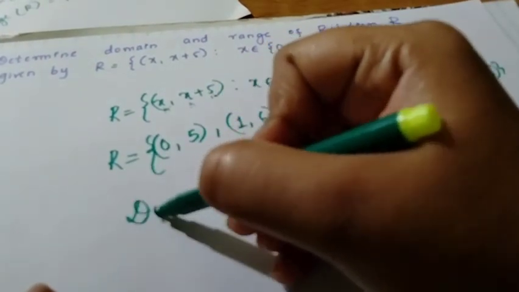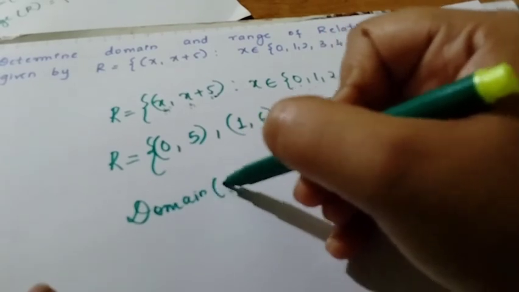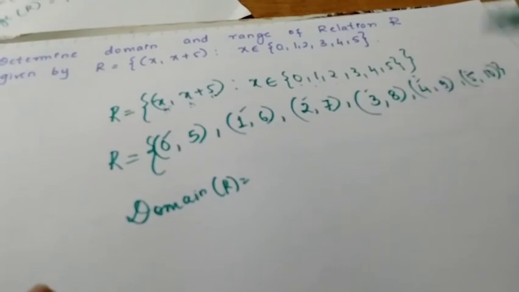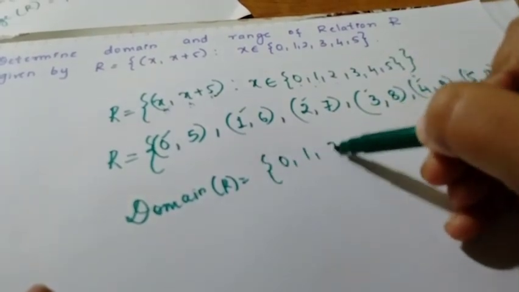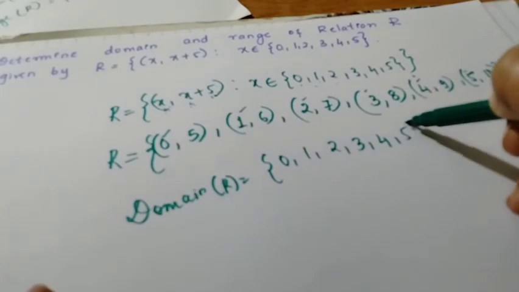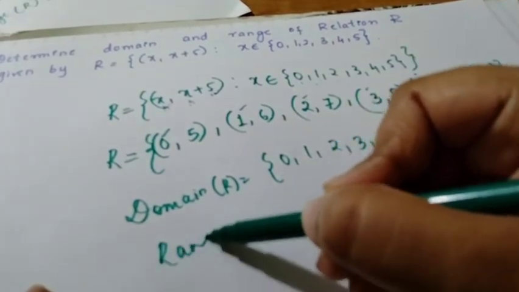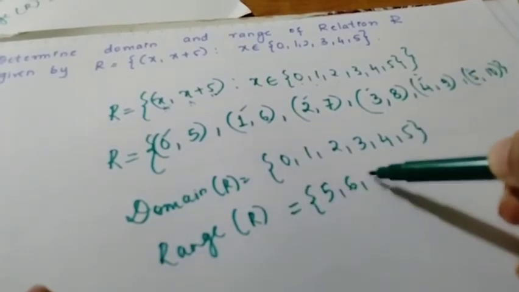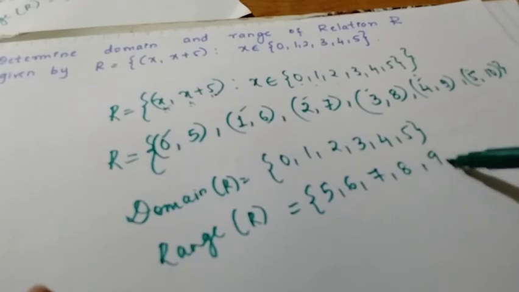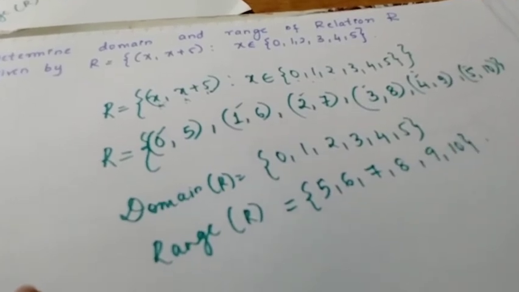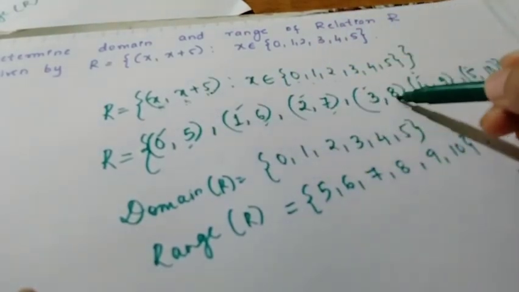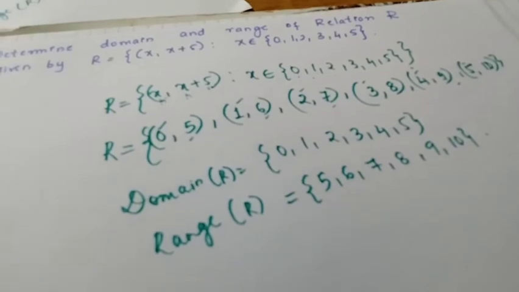So the domain of this relation R will be equal to what? Set of all first elements: 0, 1, 2, 3, 4 and 5. Clear? Range will be equal to what? Set of all second elements: 5, 6, 7, 8, 9, 10. So this is the sixth example.